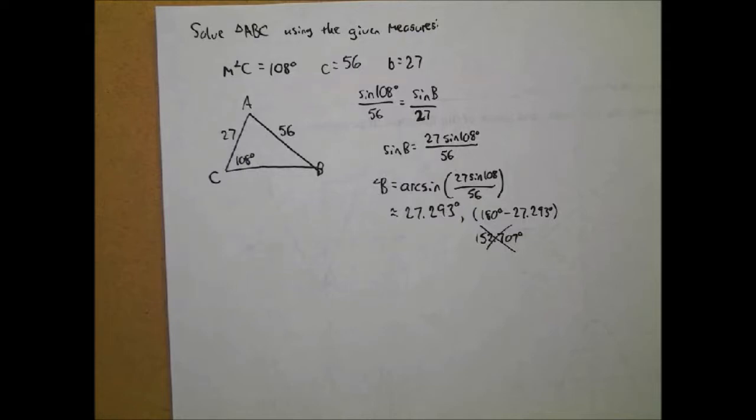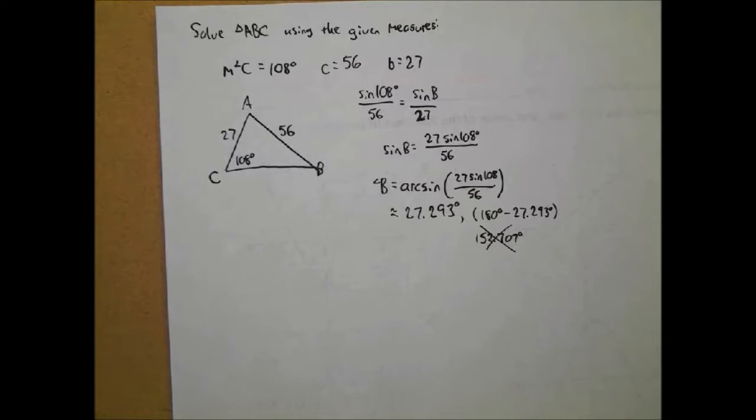So arc sine, remember, the input is a ratio, the output is an angle. So when we did arc sine of this, we get the angle 27.293. Our calculator is going to give us one answer. But the supplement to that 27.293 is also a solution as well. In the context, this one doesn't make sense, so we throw it out. We're just going to follow along with this one.